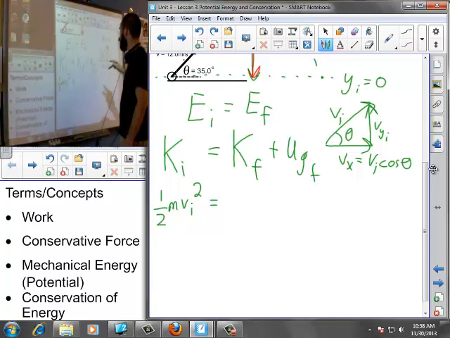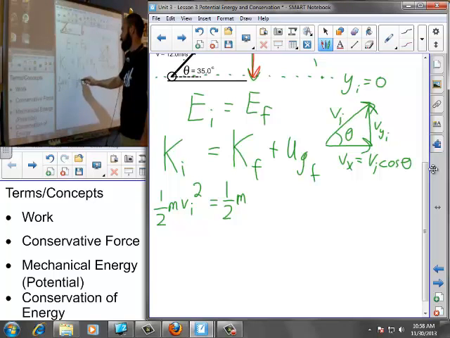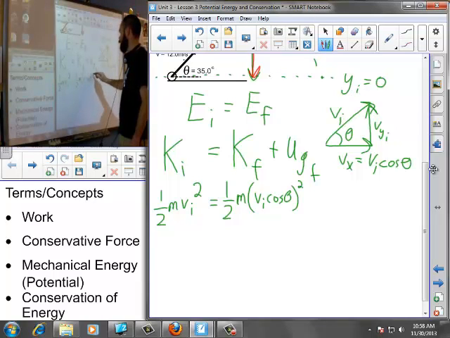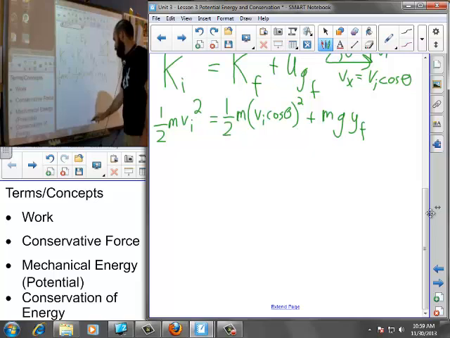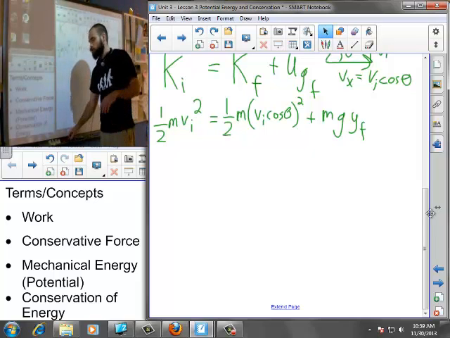and if I solve this triangle, I would get Vx is Vi cosine of theta. So I'll plug that into here where I'll say 1/2 mVf, but I know that Vf is the same as Vi cosine of theta squared because it's 1/2 mv squared, plus m times g times my final vertical position.